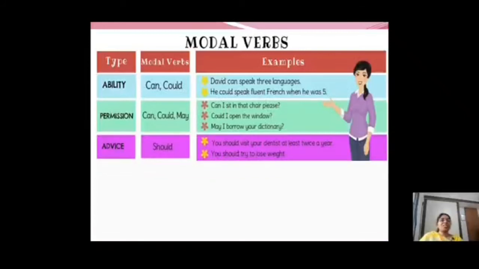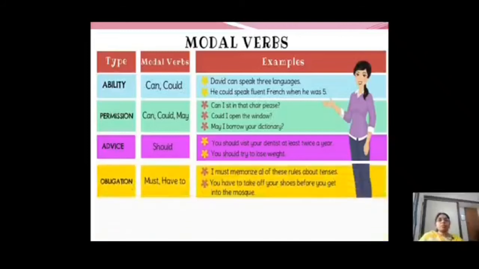Whenever somebody is advising you or you are advising somebody, use the word should. Okay? For advice, use the word should. You should visit your dentist at least twice a year. You should try to lose weight. So, you should read or work out 50 problems at least in mathematics daily. You should communicate only in English. All these are advices which I am giving you. So, should is a modal verb which has to be used at the time of advice. Clear?